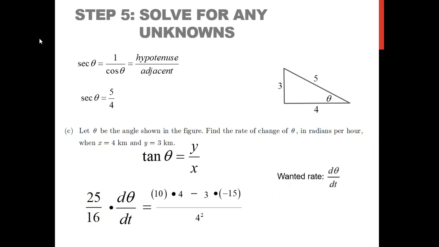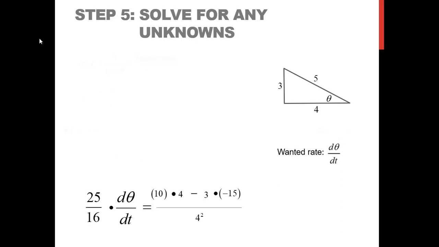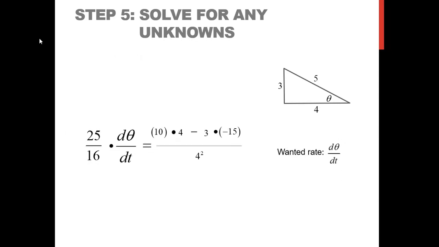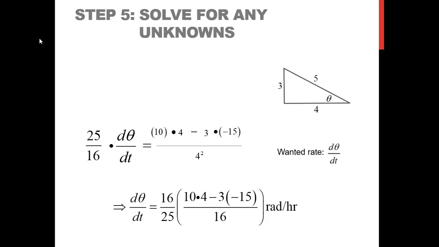I need just a little bit more room here and a little bit more room here. And what we're going to do is multiply both sides of this equation by the reciprocal of 25 over 16. So we're going to multiply by 16 over 25 on both sides. And now it's just an arithmetic problem. And it works out to be 17 over 5 radians per hour. That's a nice problem.